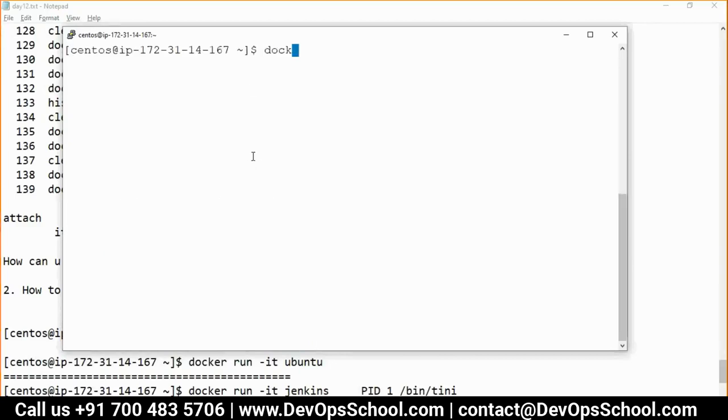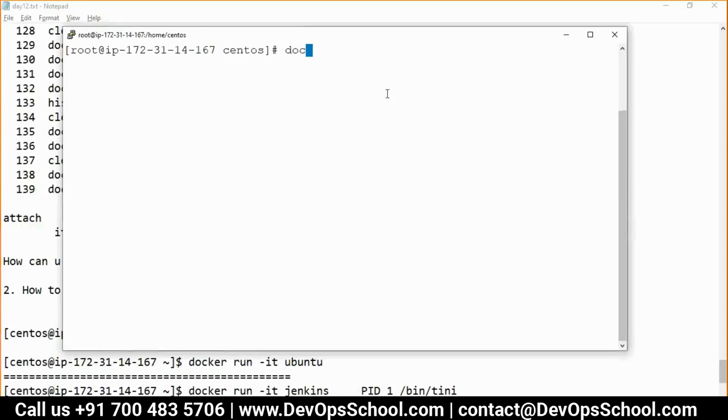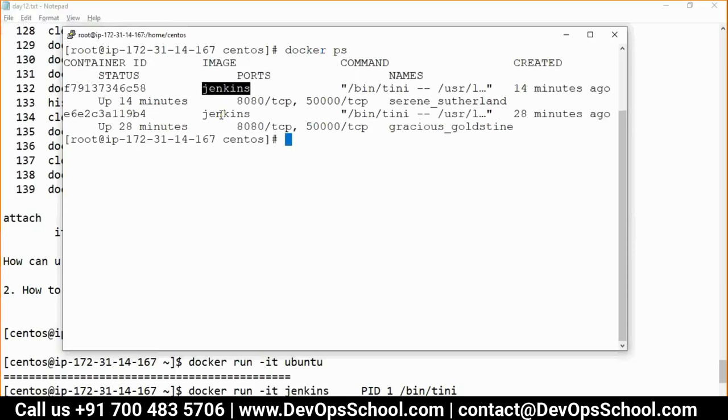Okay, so now you see here Docker PS. Right now, I have to become root actually. sudo -s. So if I do Docker PS, I have a Jenkins, but I want one more container. Okay, docker run -it Ubuntu. See here, Ubuntu, and I enter.